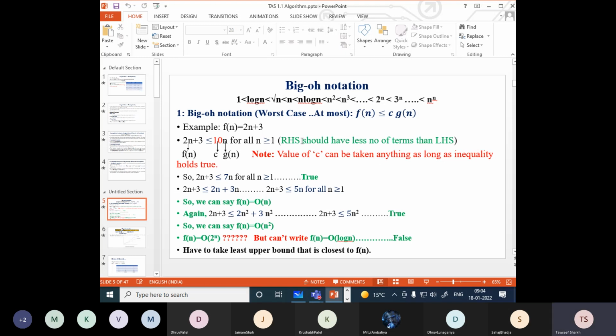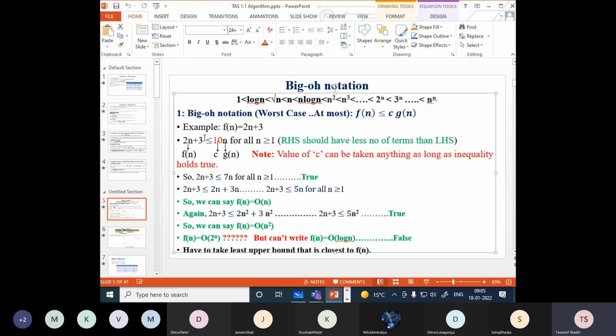Now see here, an example is given, which is f of n equal to 2n plus 3. A very simple example, and we have to find whether this equation, or this time complexity, follows this criteria or not. So what we will do, I will move very slowly, because if you understand this, you will understand everything in this asymptotic notation.